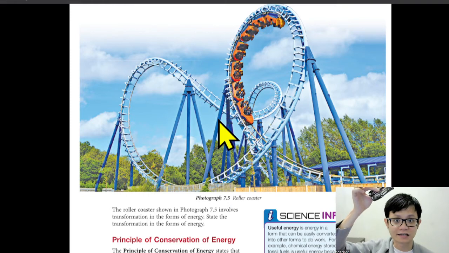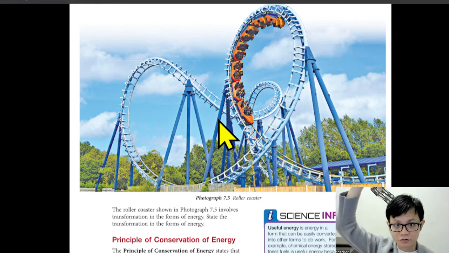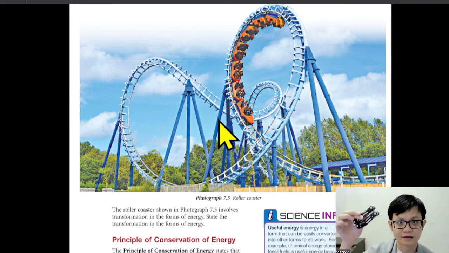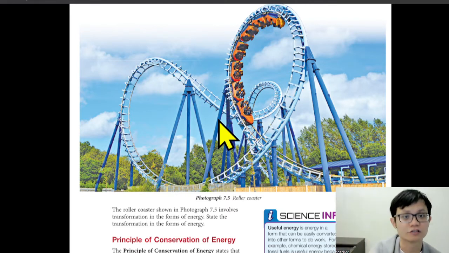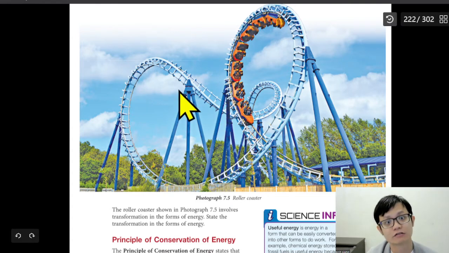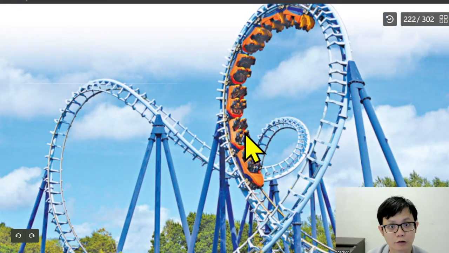Now we are changing the gravitational potential energy to kinetic energy. When it comes down, you zoom very fast, correct? Very fast because you got very high. From potential energy, you change to kinetic energy. Then when you go up again, you slow down again. Then you go down, you go fast again. So we can change from potential energy to kinetic energy, and one of the very good examples is the roller coaster.